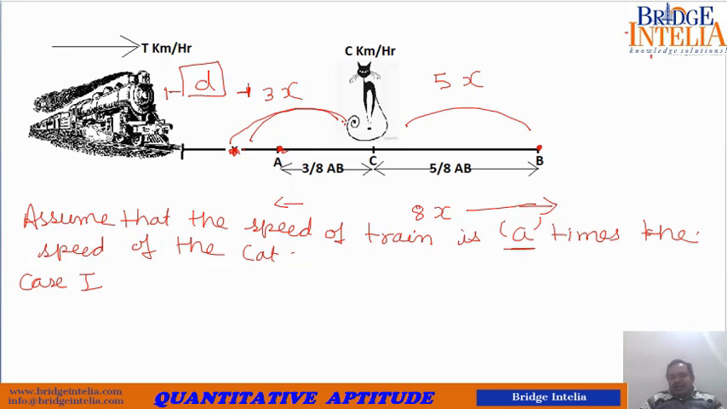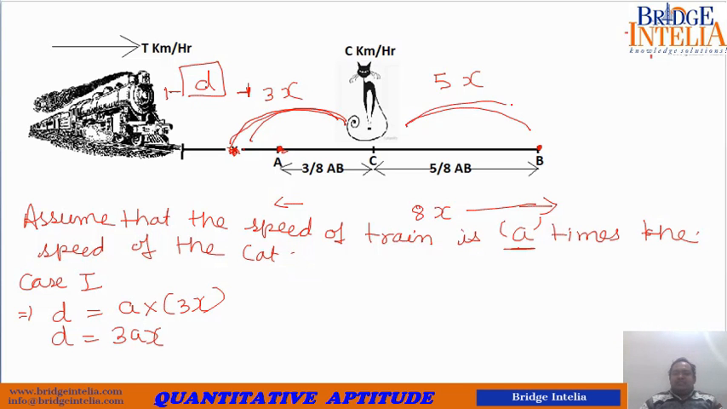So you can say in the time the cat travels 3x, the train travels D, because both have to meet at the entry point. And D will be a times more than 3x, because we have assumed that the speed of the train is a times the speed of the cat. So D should be equal to a into 3x. So D is equal to 3ax.